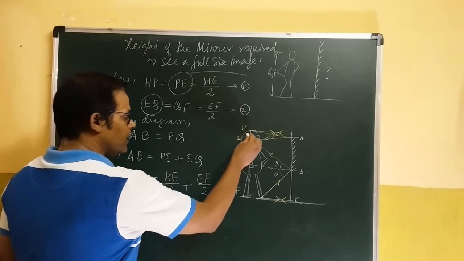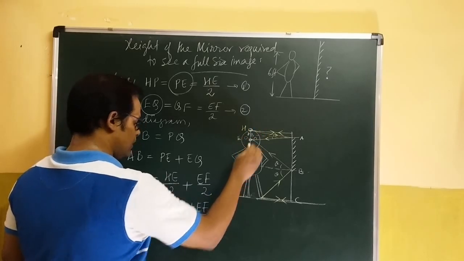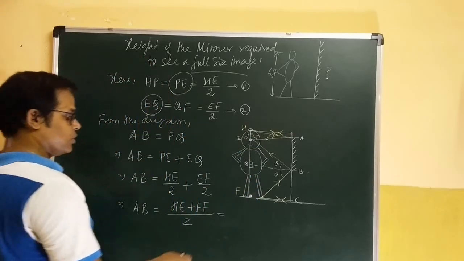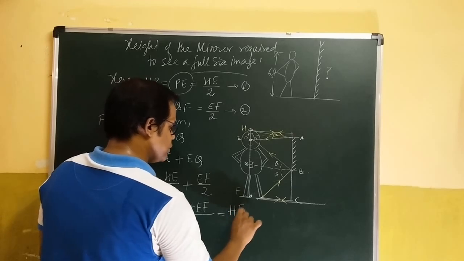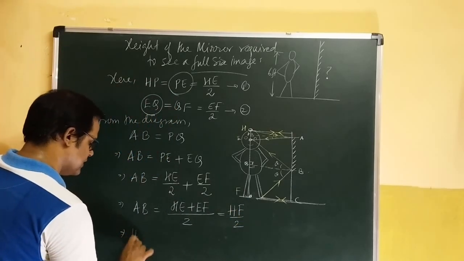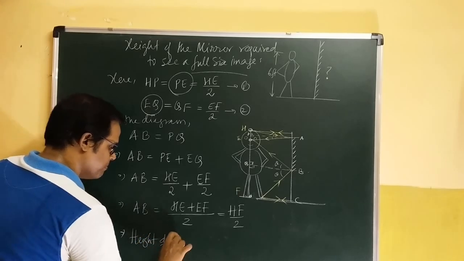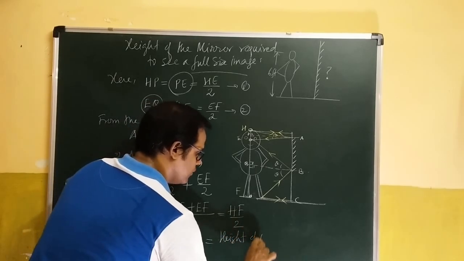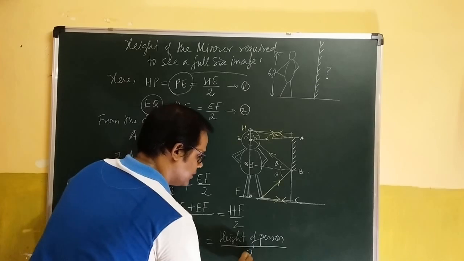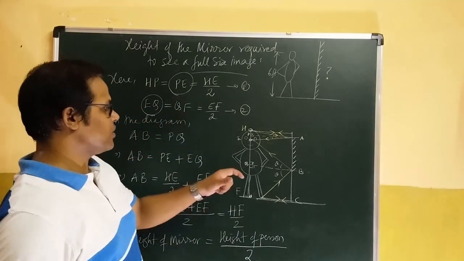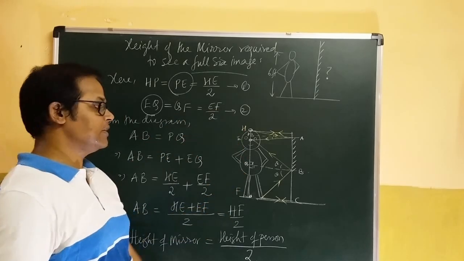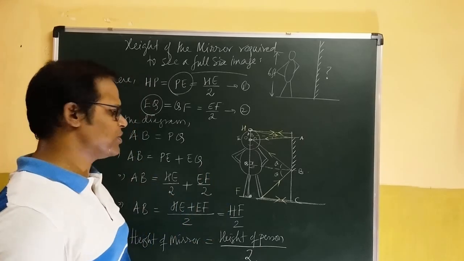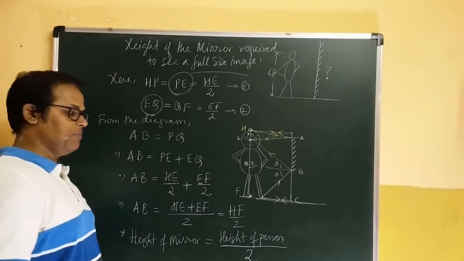Now look into the diagram. HE, this is H, this is E, and this is E to F. I have taken the sum total of the height of the person, so that equals HF by 2, which clearly says that the height of the mirror should be exactly equal to the height of the person divided by 2. So all you need is only half the size of the person's height. That should be the length of the mirror to see a full-size image. This is a very, very important result, my dear students. Please focus on this derivation. I hope I have made it very clear.